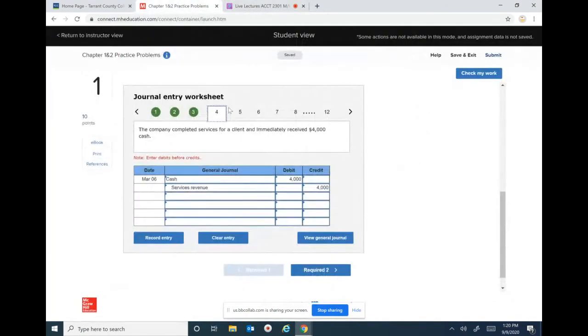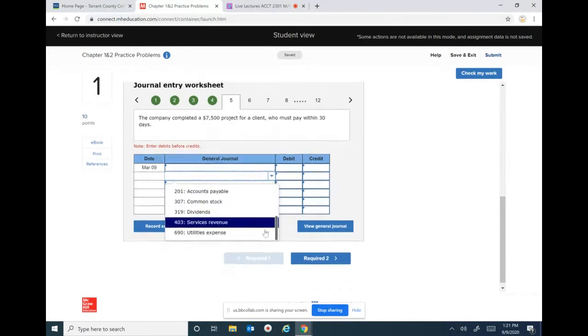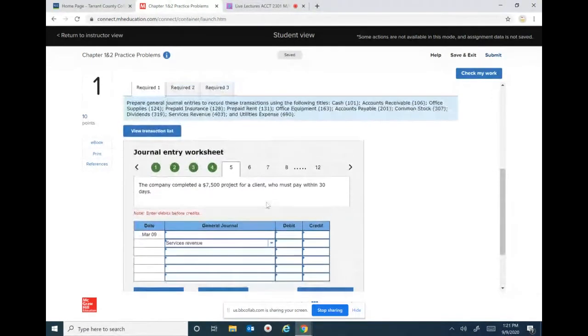Okay, perfect. So moving on, transaction number 5. The company completed, and I'm sorry, I tried to emphasize the past tense here. The company completed a $7,500 project for a client who must pay within 30 days. So again, if the company completed services in the past tense or delivered goods in the past, this means revenue. So I know that I have to credit revenue. So I'll find the service revenue account again.